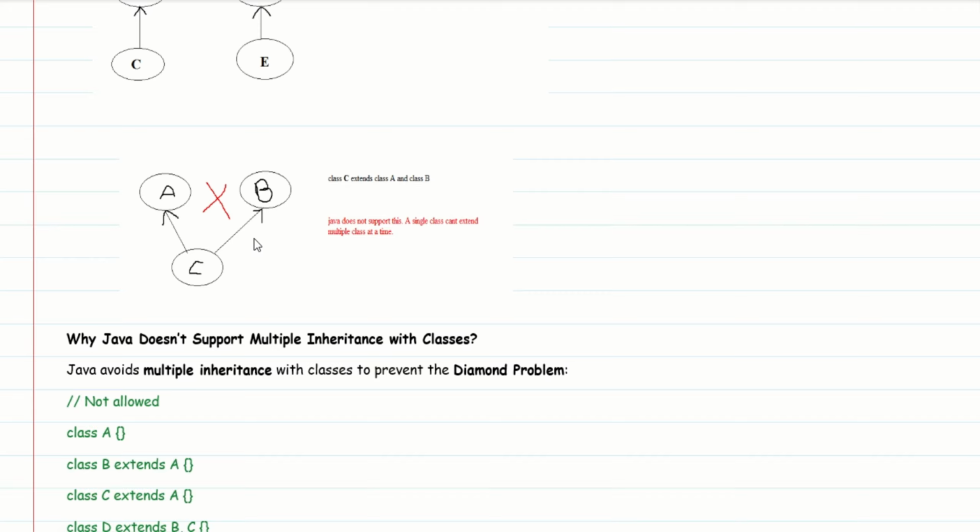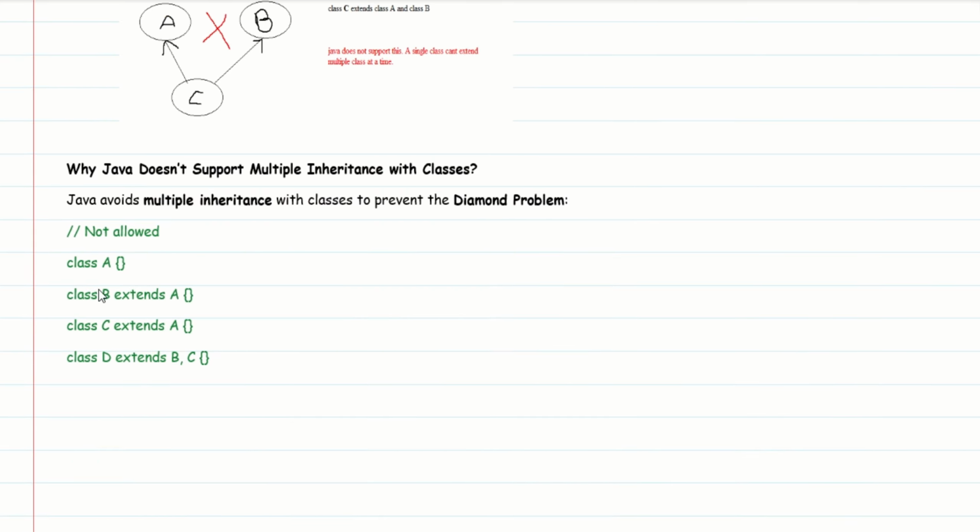Again, if you create an object of C, then the constructor is called, and the constructor will execute the super statement. Here again, there is confusion: which is the parent class and whose constructor needs to be called? That's why Java does not support multiple inheritance with classes, to avoid ambiguity. This is called the diamond problem. So in Java, we have multiple inheritance via interfaces.